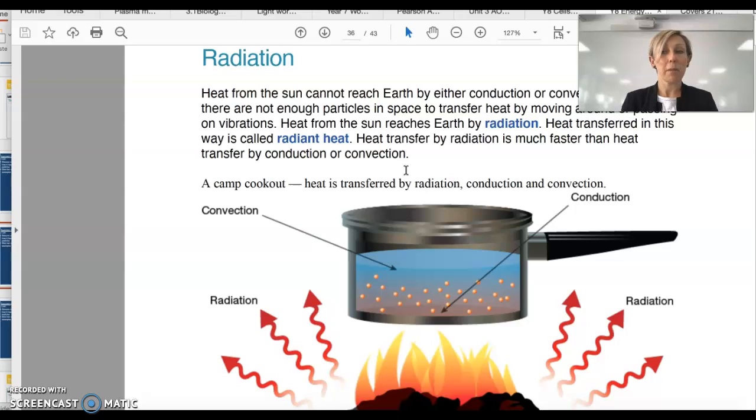So the key things to remember about radiation is that different materials absorb or reflect radiation to a different extent, and that it doesn't rely on particles. Radiation is the only kind of heat transfer that can travel through a vacuum. I think that is all you need to remember. Well done.